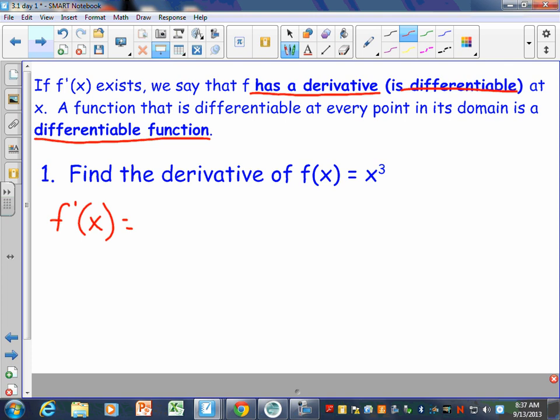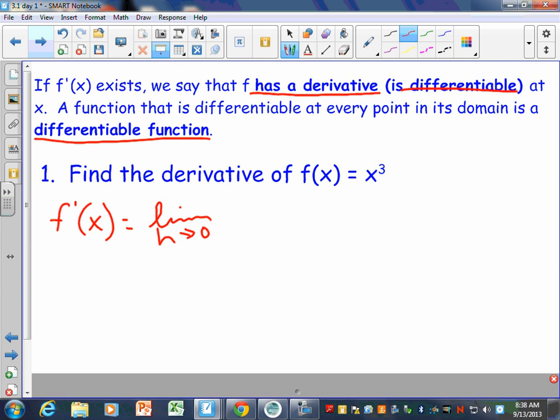So find the derivative. I'm going to show my notation. f prime of x equals the limit as h approaches 0. Notice they didn't tell us what value to take the derivative at yet, right? So we're just going to leave it as, instead of like last chapter, we used a, f of a plus h. Now we want it in terms of x.